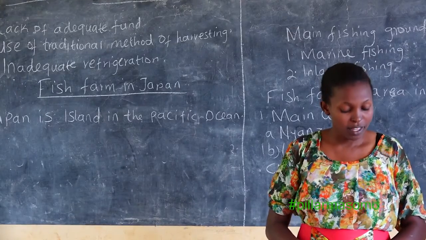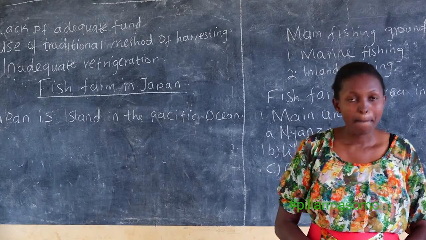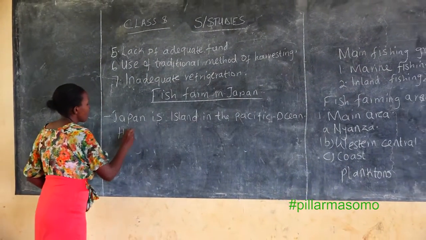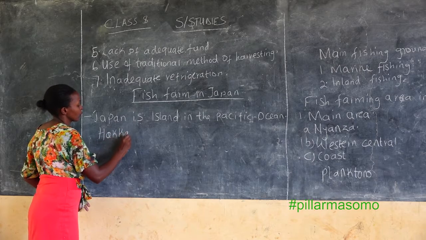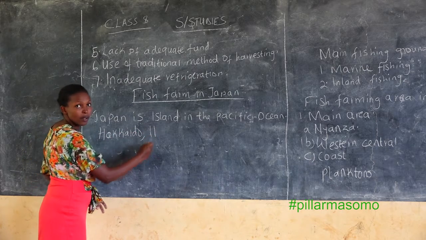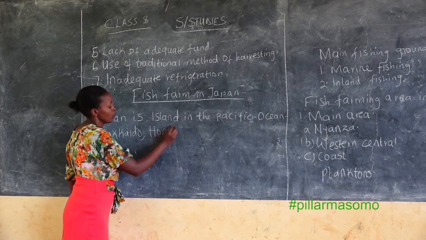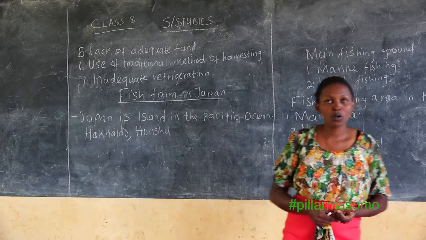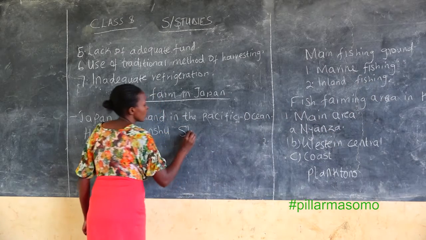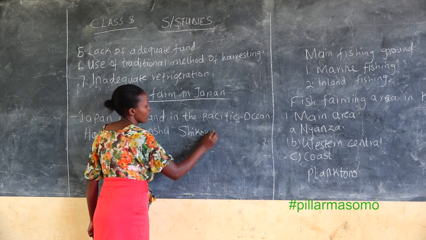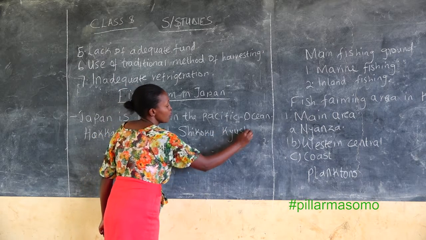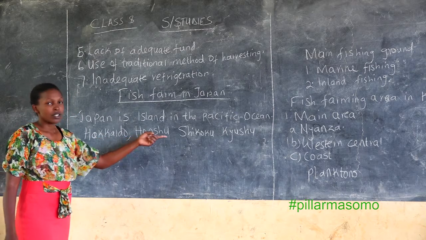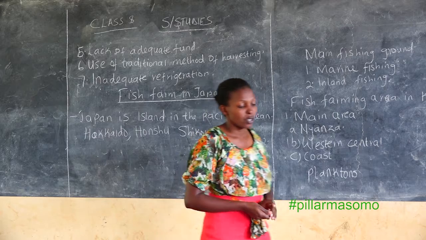It consists of 3,000 islands, the main ones being Hokkaido. So I'm going to write these islands. We have the first one, Hokkaido. Then we have the other one, Honshu. And then still, we have another island, Shikoku. And lastly, we have Kyushu. So we have these main islands: Hokkaido, Honshu, Shikoku, and also Kyushu.